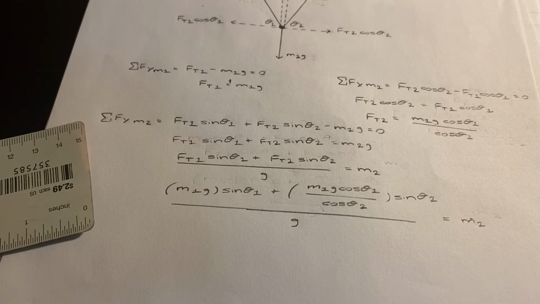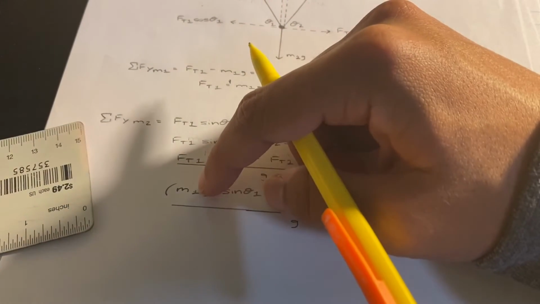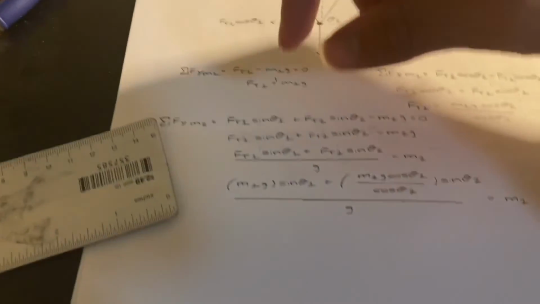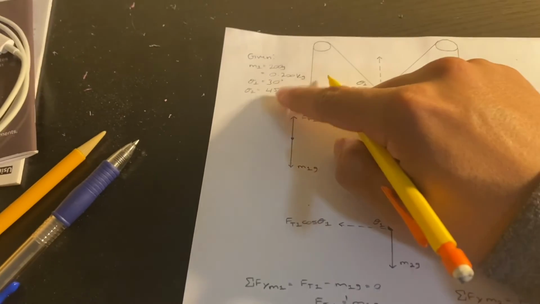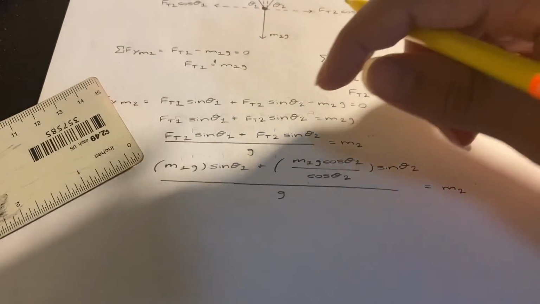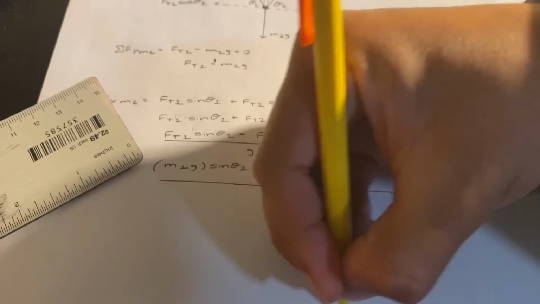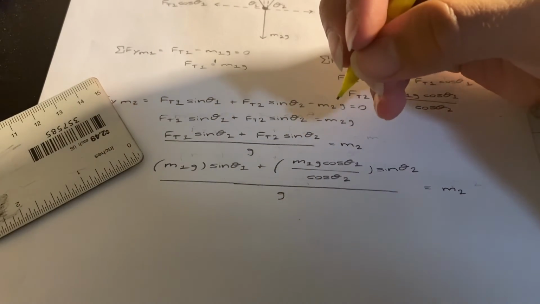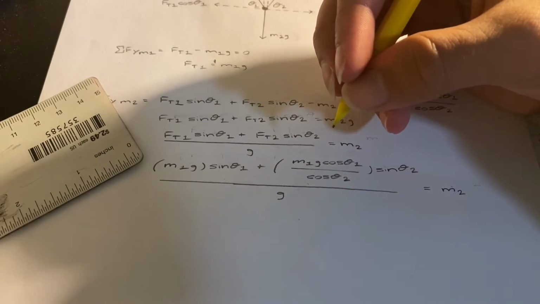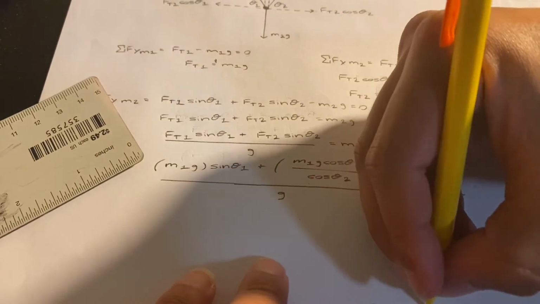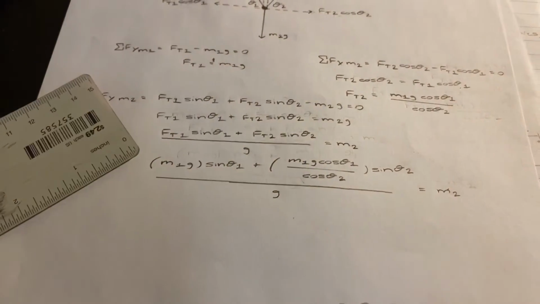When we do that, we see that mass 1 is 0.200 kilograms from our given here, theta 1 is 30 degrees, and theta 2 is 45 degrees. When we substitute those values and our gravity constant, which we'll say is 10, we can see that our mass 2, which I'll write down here, is equal to 0.273 kilograms. So that is the mass for mass 2.